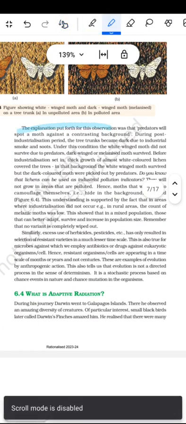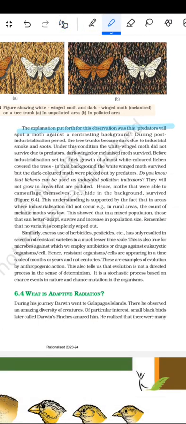The explanation put forth for this observation is that predators will spot a moth against a contrasting background.